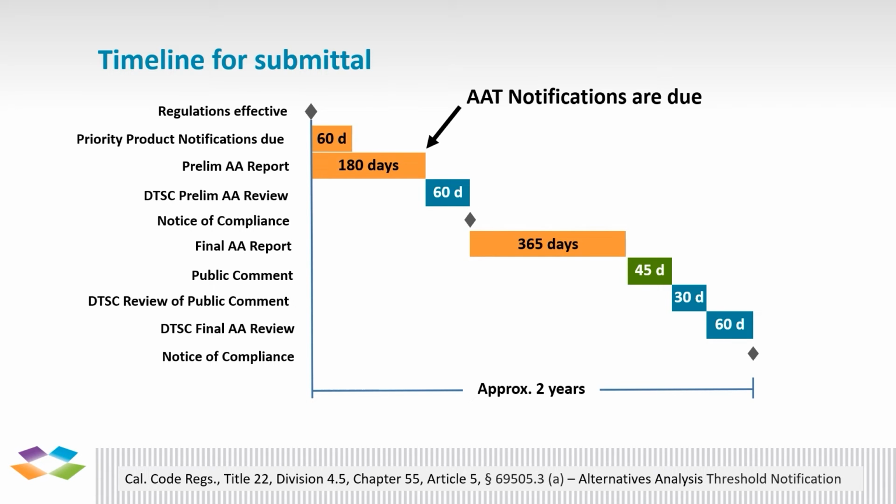You have the option to submit your AAT notification when submitting your priority product notification. That is 60 days from the time the regulation becomes effective. We want to remind you that while 180 days may seem like a long time, we recommend you start preparing as soon as the regulation becomes effective, since lab testing or compiling suppliers' information will take time and effort.